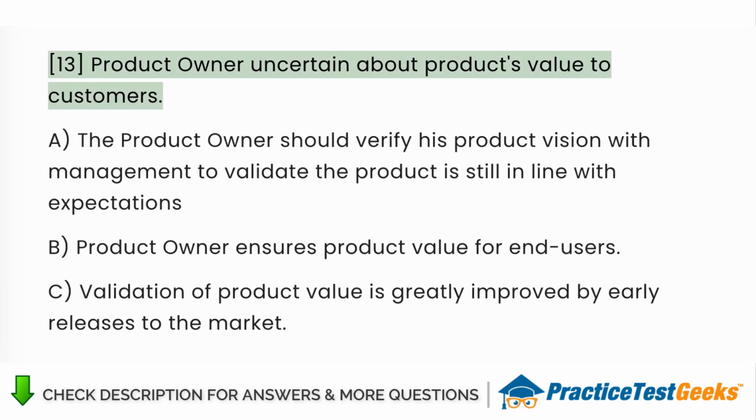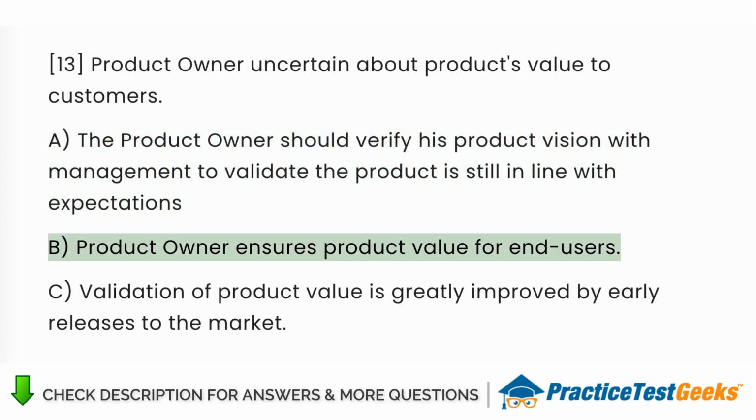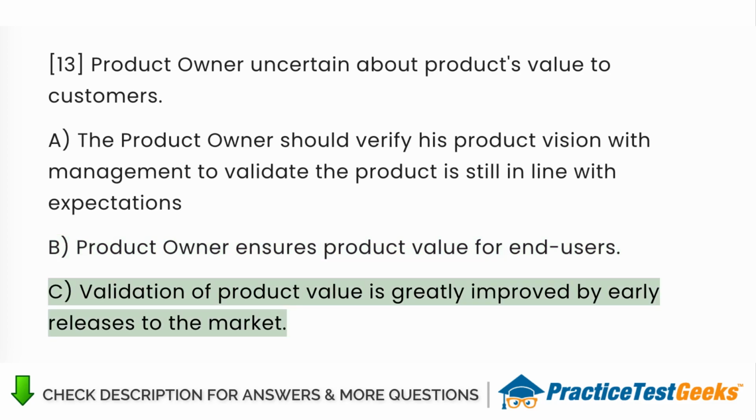The product owner is uncertain about the product's value to customers. A. The product owner should verify his product vision with management to validate the product is still in line with expectations. B. Product owner ensures product value for end users. C. Validation of product value is greatly improved by early releases to the market.